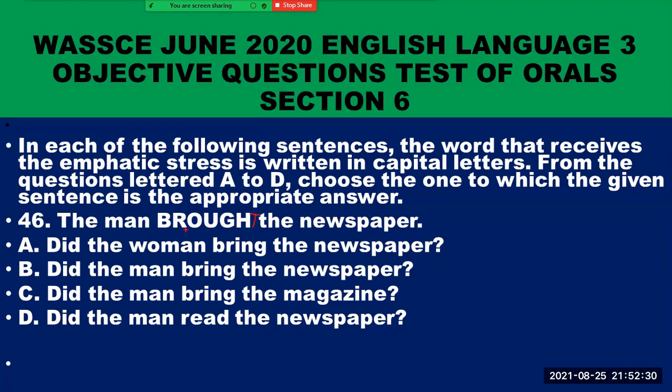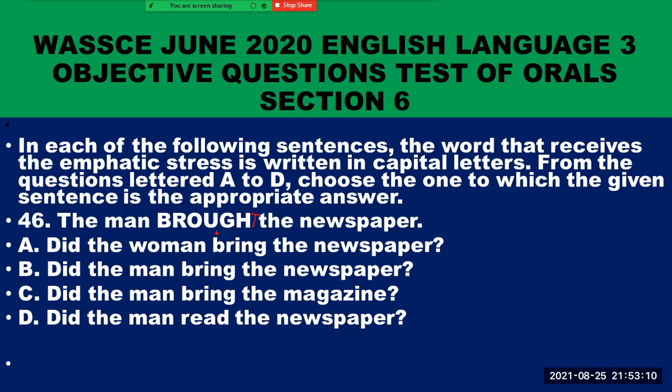Now, what do we do in emphatic stress? First of all, we take note of the stressed word. The stressed word here is "brought". In other words, in this sentence, the man BROUGHT the newspaper, the word "brought" is given emphatic stress. Emphatic stress is a kind of stress that is imposed on a word to draw attention to that particular piece of information, or to emphasize it.